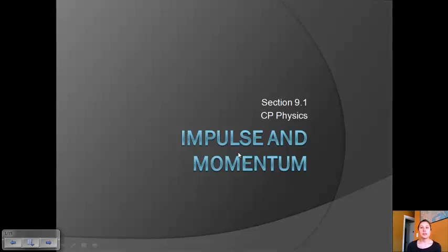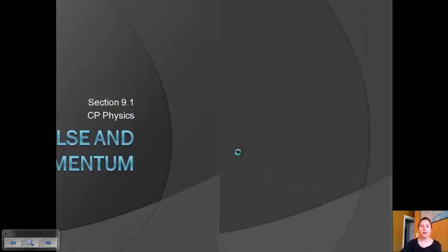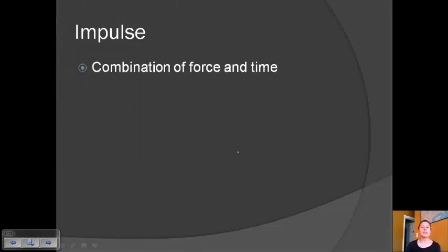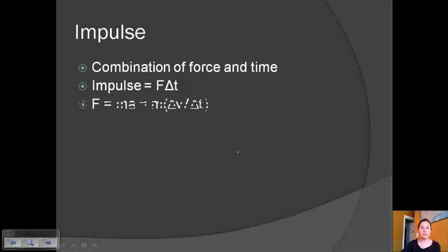All right, hello. We are going to begin Chapter 9 for physics, talking about impulse and momentum and the conservation of momentum, which will be Section 2. So impulse is a combination of force and time. You apply force to an object for a certain amount of time, and that's the amount of impulse that object will experience. We can write the equation for impulse using force times the change in time.